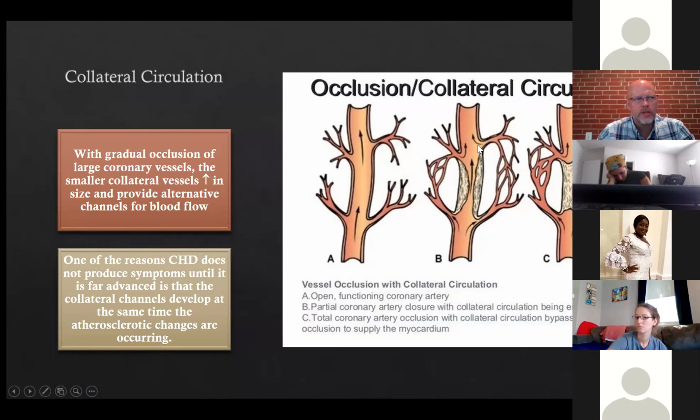So collateral circulation forms over time. We also know, and this is a good form of collateral circulation, high endurance athletes, athletes that compete, develop additional circulation beyond the traditional that you and I have. So that helps to feed the muscles that they need to perform their particular sport at a higher level than you and I can, because they also develop collateral circulation.